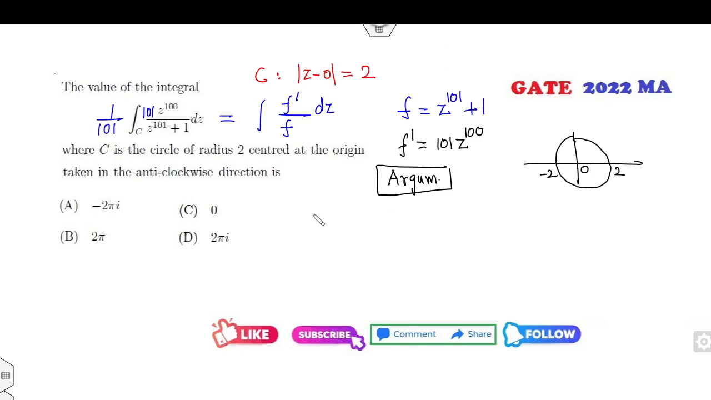So can you find the number of zeros? What are the zeros? You can set the numerator part, z to the power 101 plus 1, equal to 0.